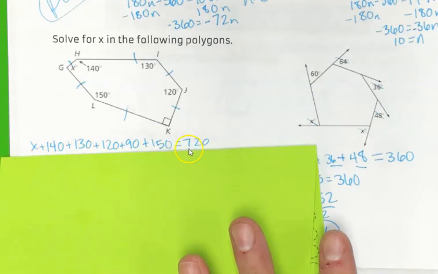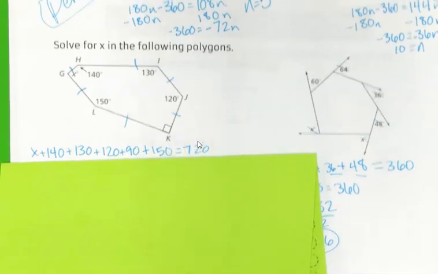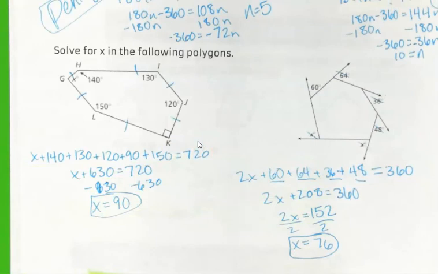Add them all together, set them equal to 720. Combine like terms, solve for x, you get 90.